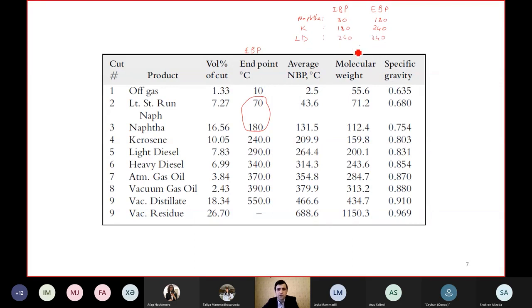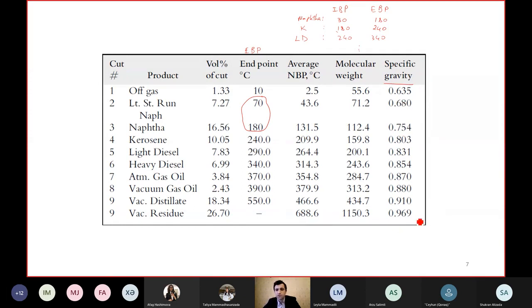340, and so on. So kerosene is not a pure substance, it's also a mixture. But kerosene has such hydrocarbons that when you boil them, they will start to boil at 180 degrees, and all the kerosene will be evaporated when you reach the temperature of 240 degrees. This continues like that. And then you can also see that specific gravity increases, starting from 0.6 to nearly 1.